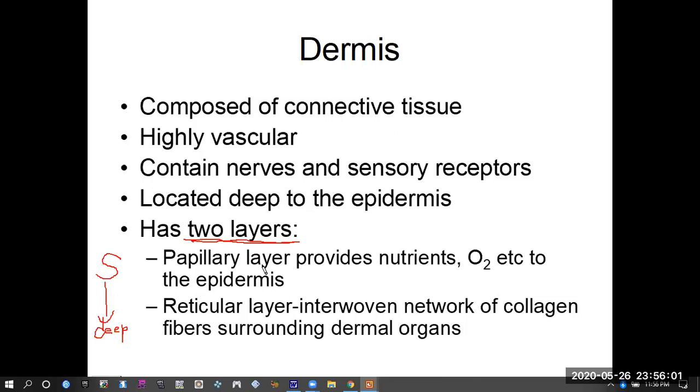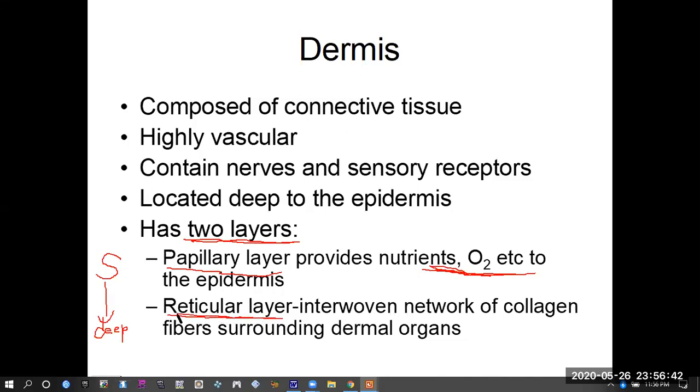So the papillary layer, this is now directly deep to the stratum basale and the basement membrane. And this papillary layer is a source of nourishing the living tissues of the epidermis. So the deeper cells that are still living, stratum basale, stratum spinosum, those layers still need nutrients. And that's afforded by diffusion from the papillary layer. Whereas the deeper majority of the dermis is the reticular layer.